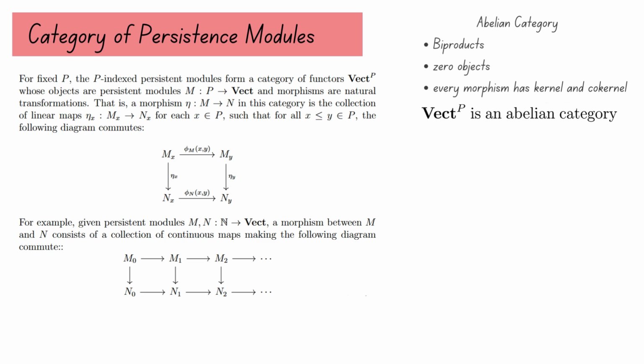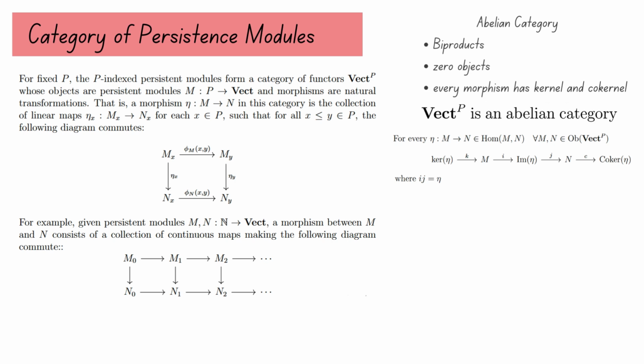So since our category of persistent modules is an abelian category, every morphism, let's say eta, between two persistent modules can be decomposed like this, where the kernel of eta, the image of eta, and the cokernel of eta are also P-indexed persistent modules, multiparameter persistent modules.